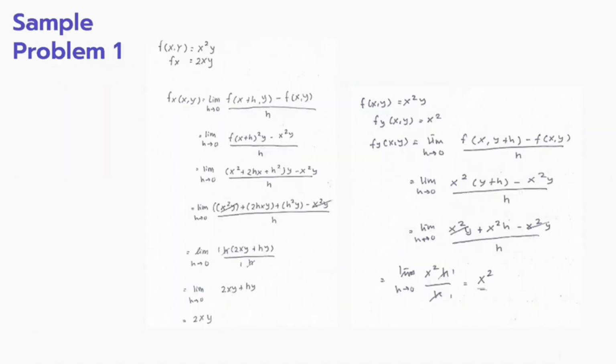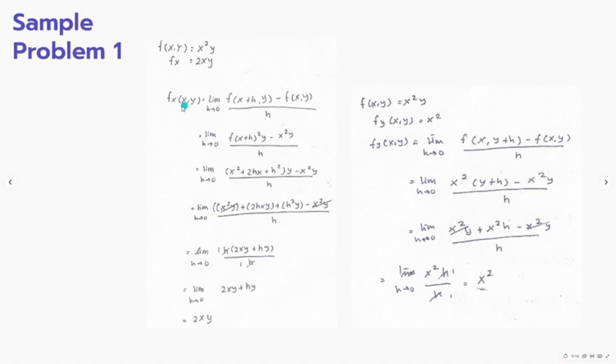It is f(x, y) equals x squared y. It can be derived with respect to x and y. So if we derive with respect to x first, the result will be 2xy, and we can prove this by using a limit.